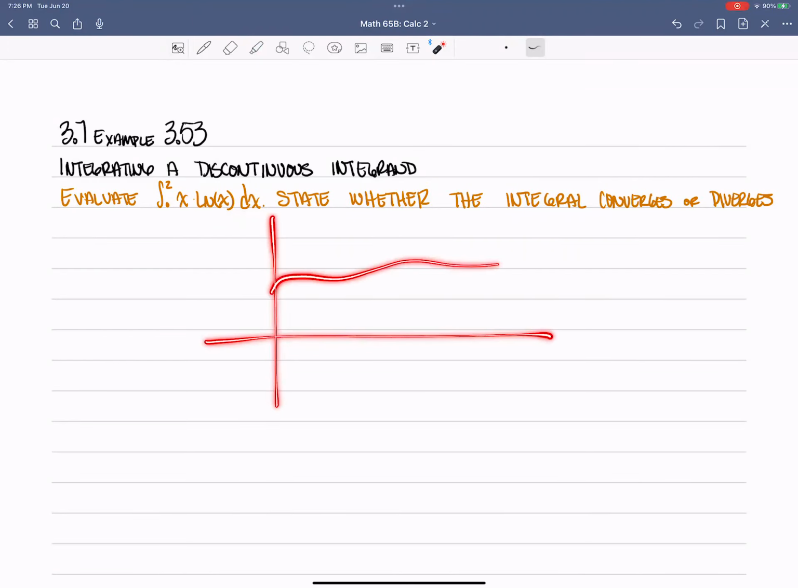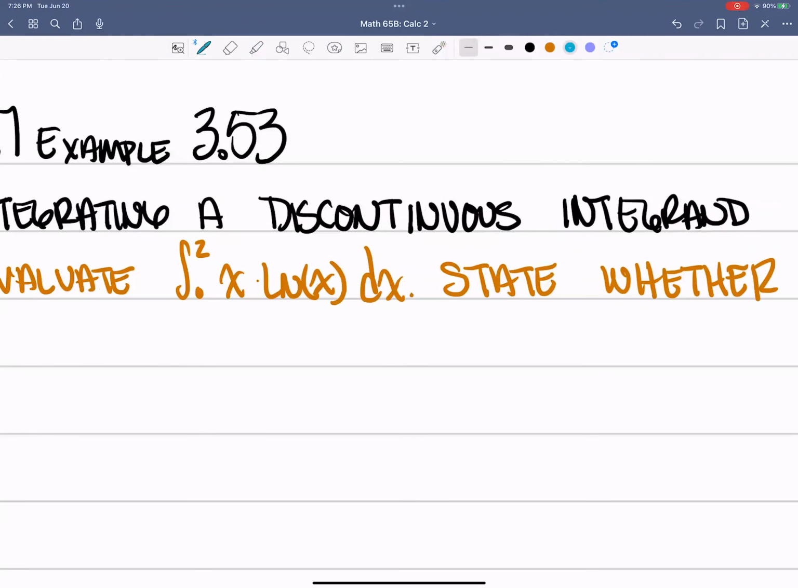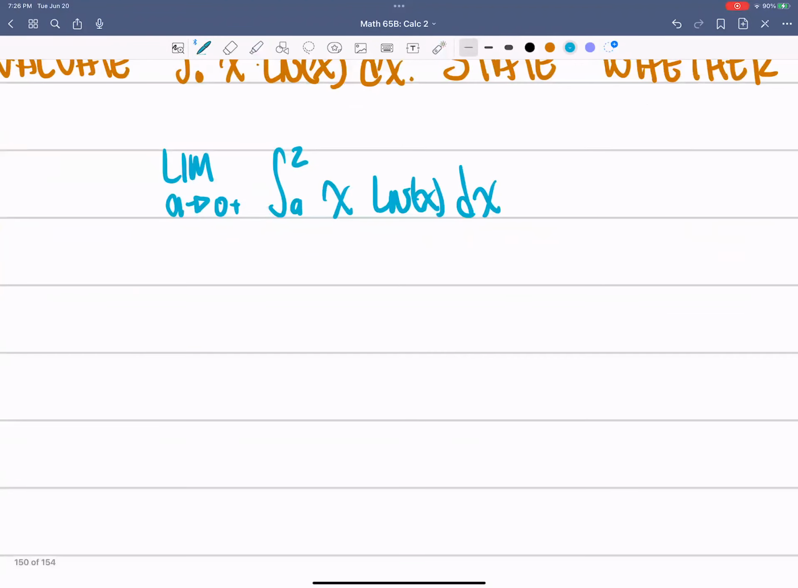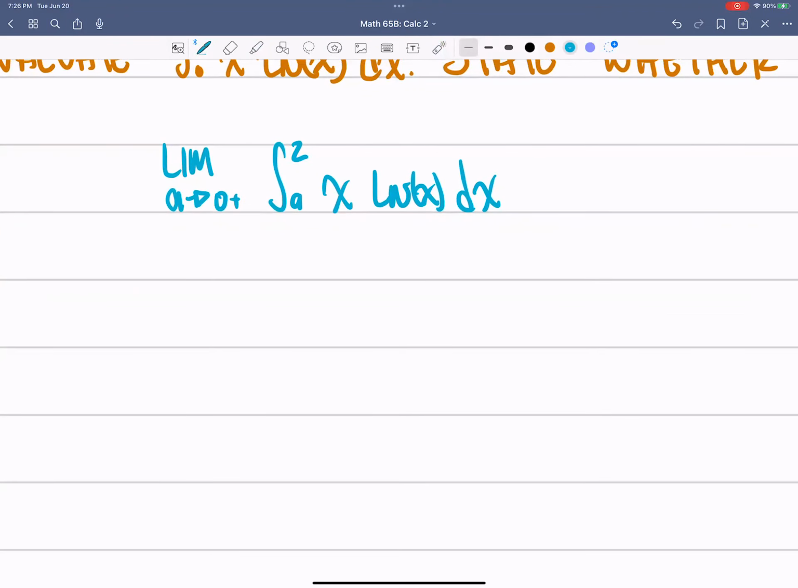So 0 is our problem this time. We're evaluating from 0 to 2. We're going to pick 0 from the right side because at 0, we're not really able to do much with that. So we're taking the limit as a approaches 0 from the right, from a to 2, of x ln of x dx. Now from here, we're going to have to use integration by parts because we don't really have a way of integrating ln of x at the moment.